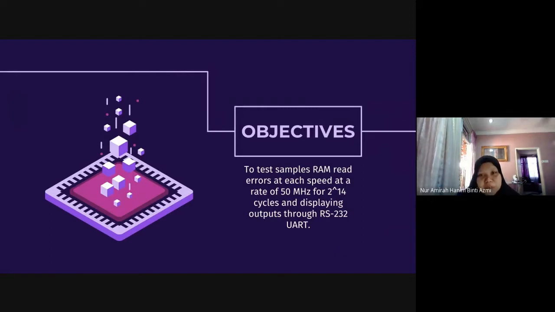Okay, for this project, we need to test the sample RAM read errors at each speed at a rate of 50 megahertz for 2^14 cycles and display the output through RS232 UART.